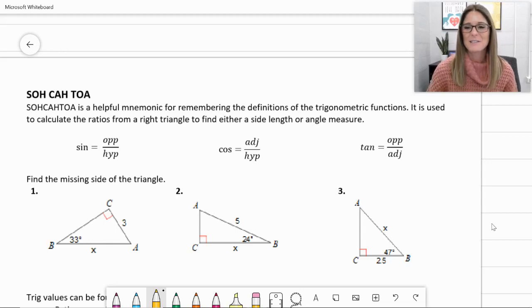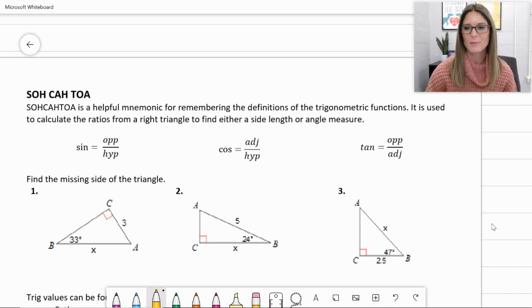Today we're going to look at SOHCAHTOA. Yes, reviewing SOHCAHTOA from geometry. Guys, SOHCAHTOA is your helpful mnemonic for remembering those definitions of our trigonometric functions, sine, cosine, and tangent. And it's used to calculate the ratios from a right triangle to find either a side length or an angle measure.